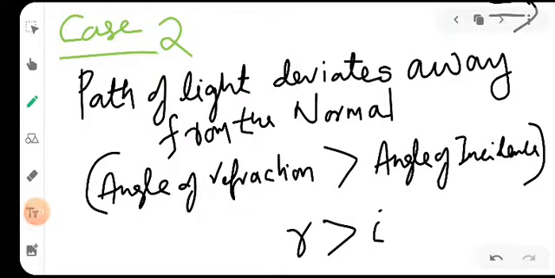Similarly, we have case 2 where the path of the light deviates away from the normal, which means the angle of refraction is now more than the angle of incidence. So R should be greater than I. So when do both these cases occur? Let me just take you to a deeper analysis.